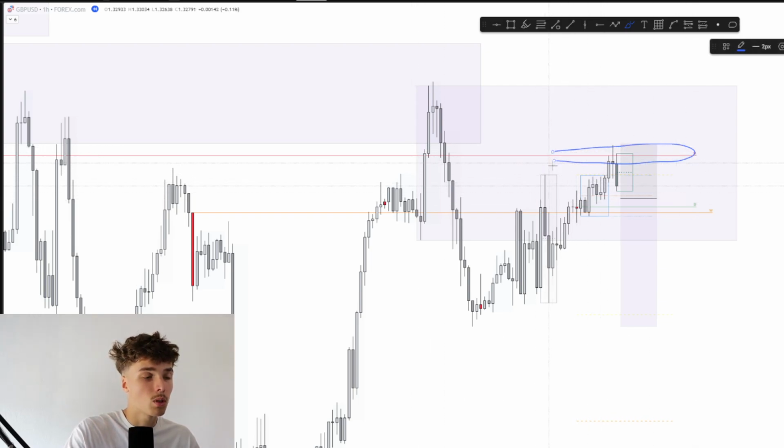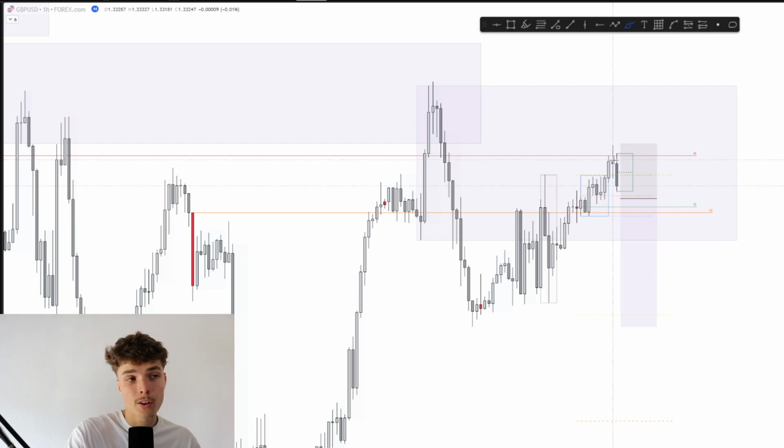And then we tapped in towards this monthly open. So another confluence point, we were in a supply zone, okay? And we had a lot of liquidity here to take out. So what did I do?